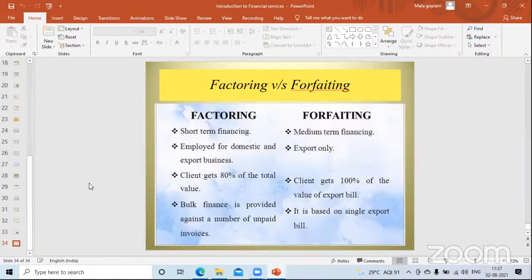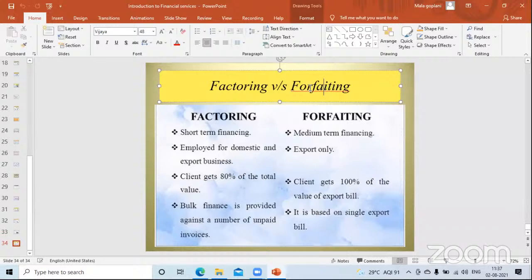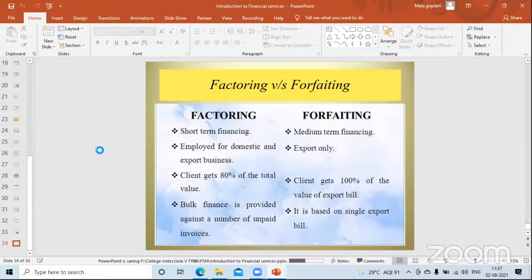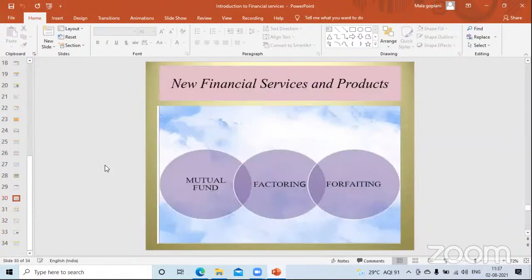Did you understand the difference between factoring and forfeiting? Yes, ma'am. Yes. Sure. Any doubt? No, ma'am. No doubts. Okay. Good. Very good. So we are done with the chapter. So these were some new financial services.